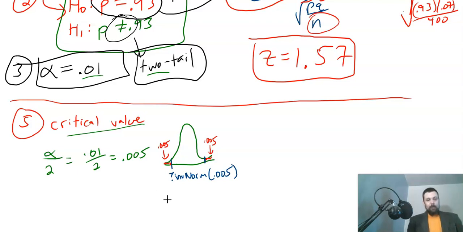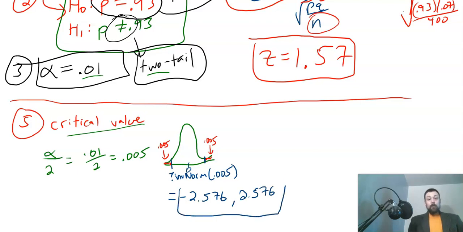And I get negative 2.576. Right. That's the critical value that's in the left tail. 0 is right dead center in the middle. So the critical value in the right tail for that same area will be positive 2.576. So those are my 2 critical values. So there's actually 2 in this case.